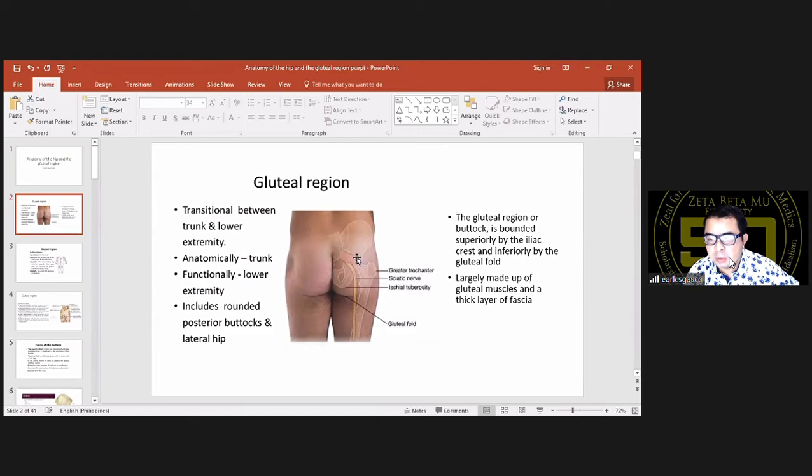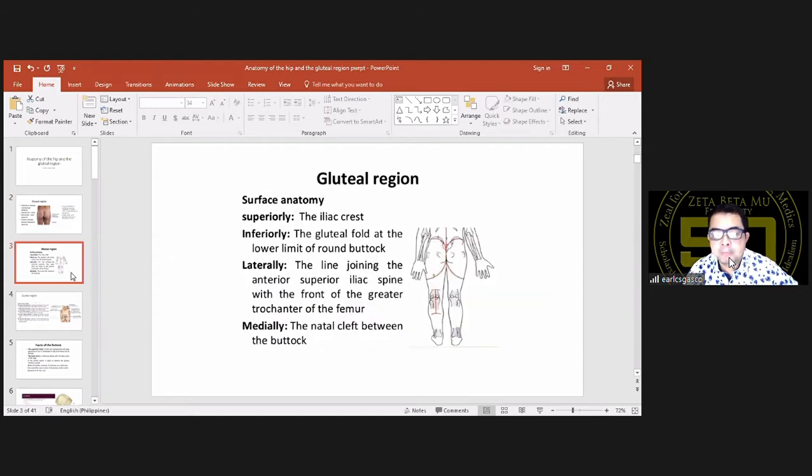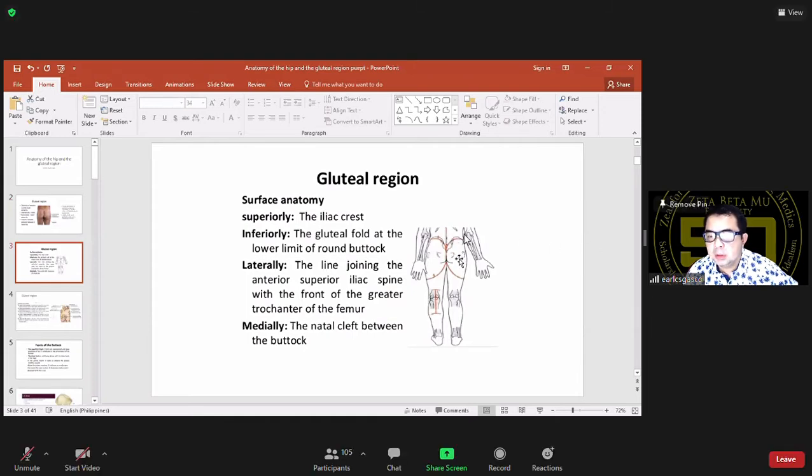It includes the rounded posterior buttocks and the lateral hip. The gluteal region is bounded superiorly by the iliac crest, and inferiorly by your gluteal fold. It is largely made up of gluteal muscles and a thick layer of fascia. So for your surface anatomy, superiorly, the gluteal region is bounded by the iliac crest. We will discuss the iliac crest later. Next, inferiorly, it is bounded by the gluteal fold, as mentioned earlier.